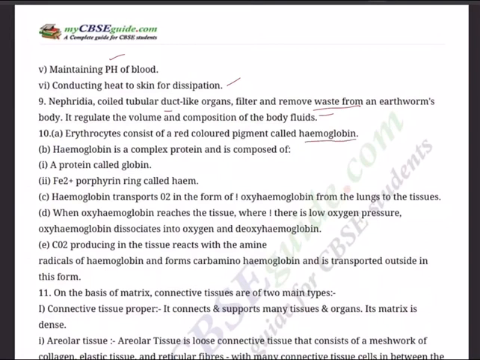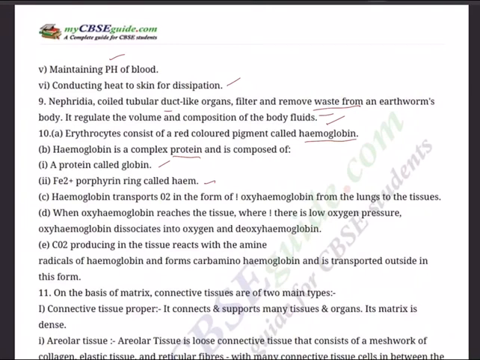Question number 10a. Erythrocytes consist of a red colored pigment called hemoglobin. Another name for these is RBC, red blood cells. Hemoglobin is a complex protein and is composed of a protein called globin and an Fe2+ porphyrin ring called heme. Hemoglobin transports O2 in the form of oxyhemoglobin from the lungs to the tissues.